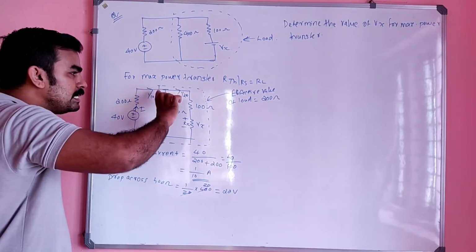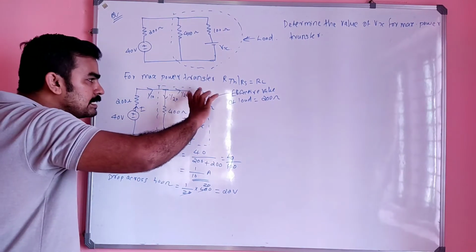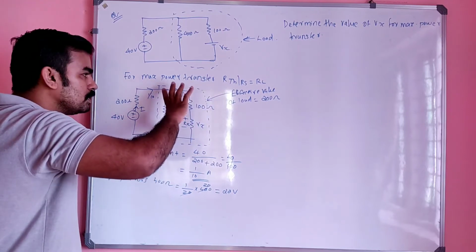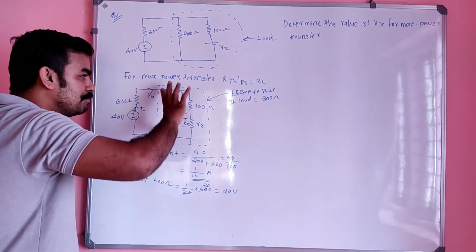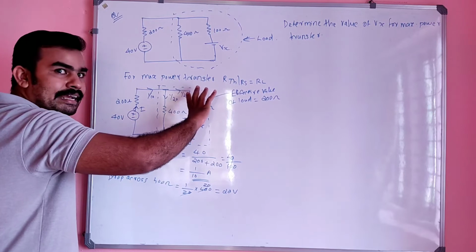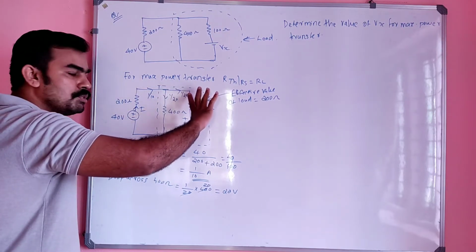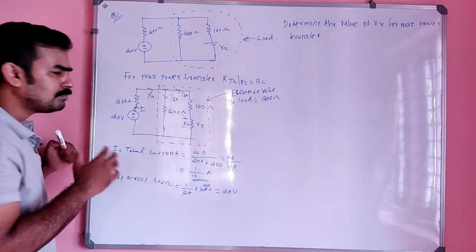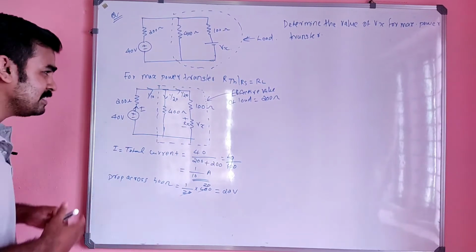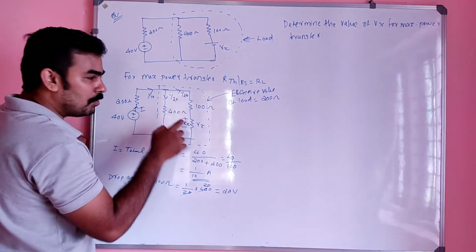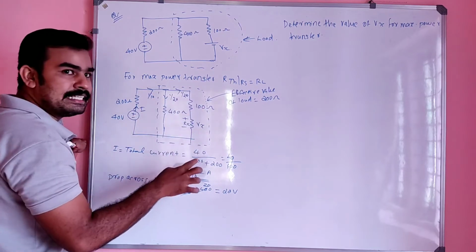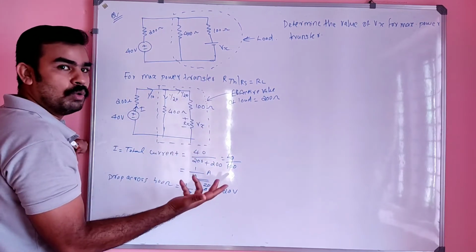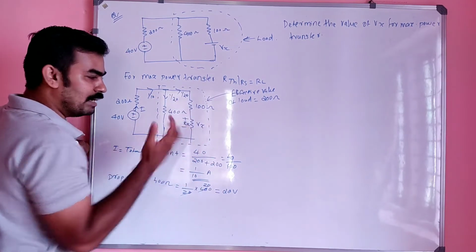That means if this is 20, this is also 20, right? Because this is connected in parallel. If this is 20, this also is 20. Or in other words, if this current is 1 by 20 ampere, the effective combination, as I already said, will be 200 ohm. If this is 100, what is the value of Rx now?